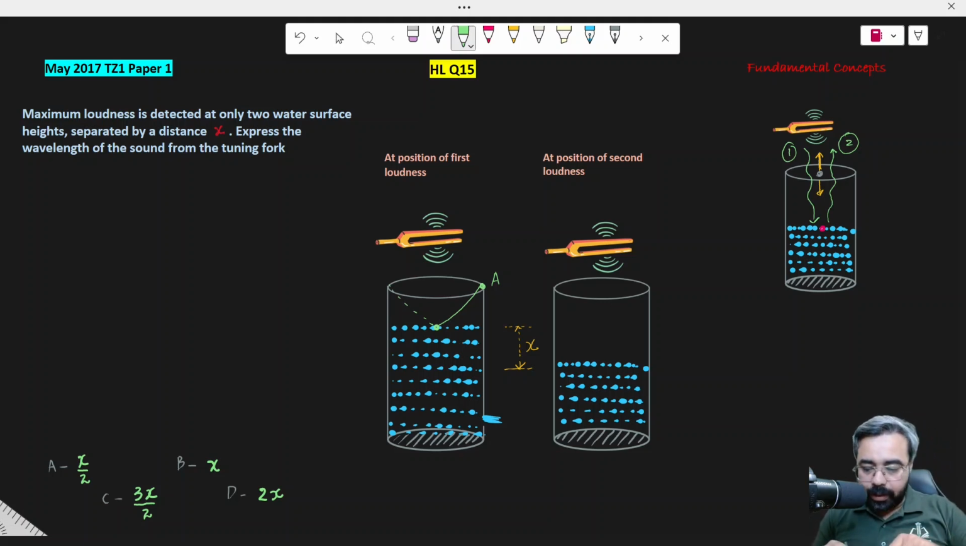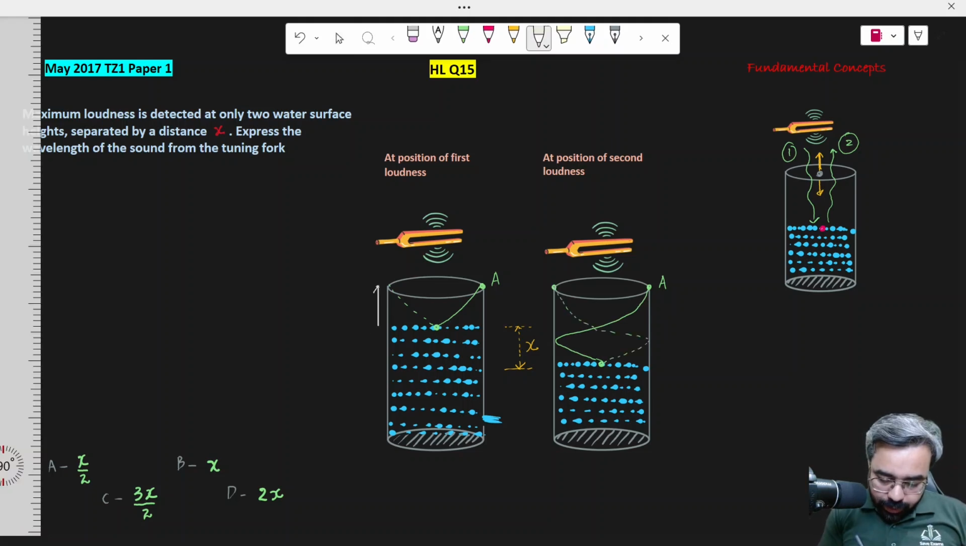Now at the position of the second loudness, we have to draw the next harmonic, which is the third harmonic. So this is obviously the antinode, and then this is a node, right? But there will be another antinode because it is the next harmonic. So the wave should be drawn like this. I hope you understand.